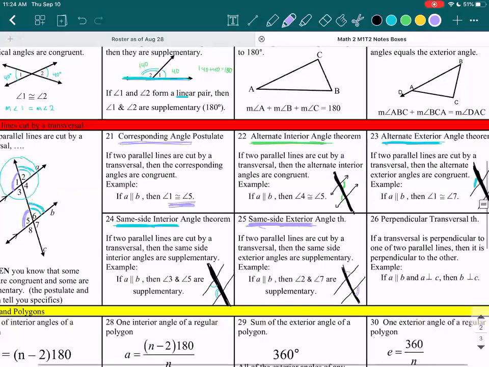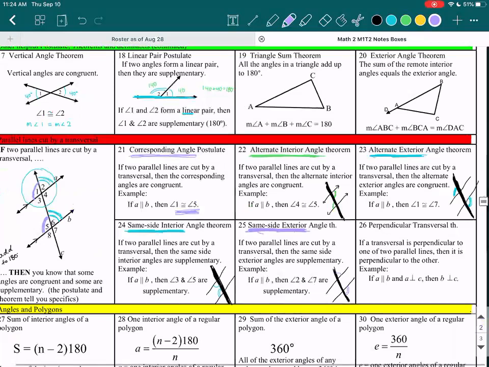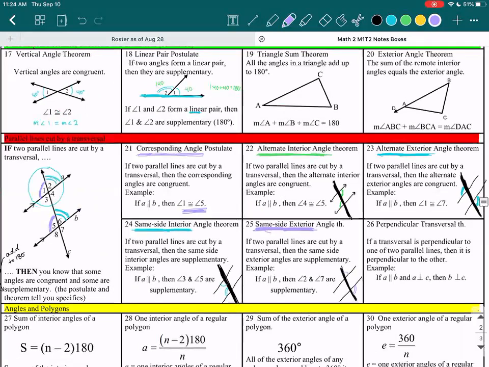So I'll just zoom out so that you can see the notes we've done today. Pretty much just this, just the red stuff, okay? Okay. And then let's do perpendicular transversal theorem. The TH dot is just a shortened way of saying theorem. It just didn't fit.